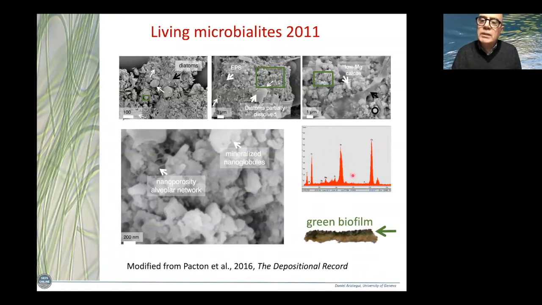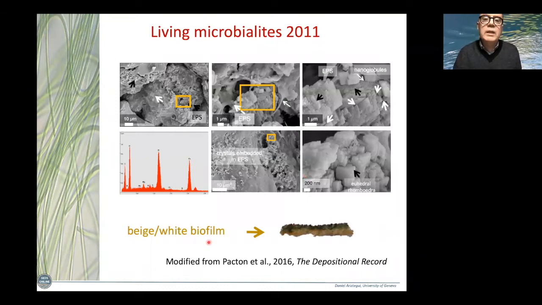Just to tell you that in our EDAX analysis, you find the calcium and a little bit of magnesium, and here the oxygen and carbon. All this shows clearly that it's carbonate, which has also been analyzed independently using other methods. Now, if we go to the beige white biofilm, again we have a lot more EPS, and what is nice is that you see that our crystals are much more developed.